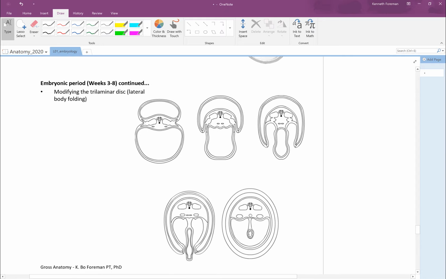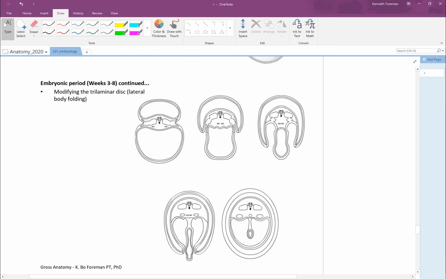So during this embryonic period of weeks 3 through 8, we have a lot going on. We get modification of this trilaminar disc by this lateral body wall folding. This is how we basically get our body layout.